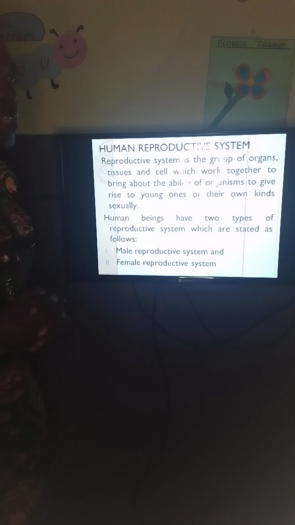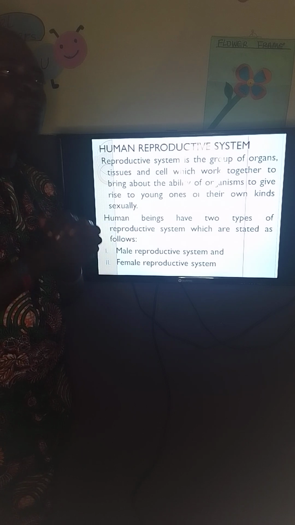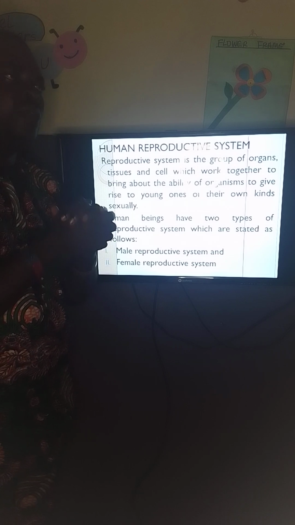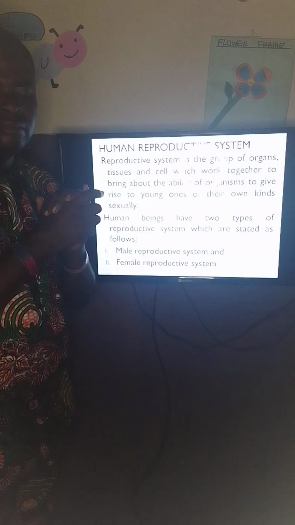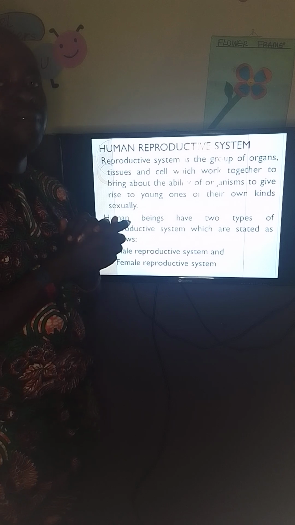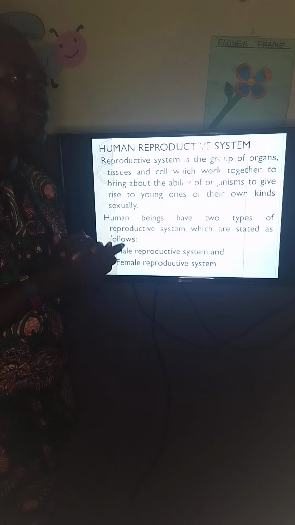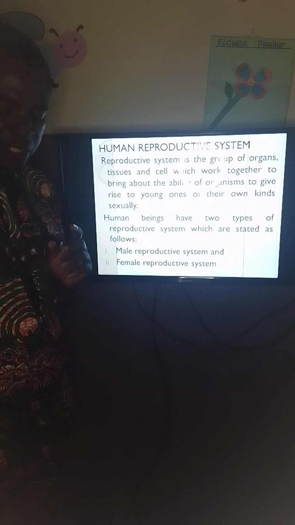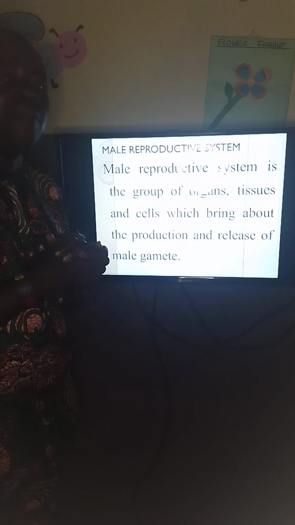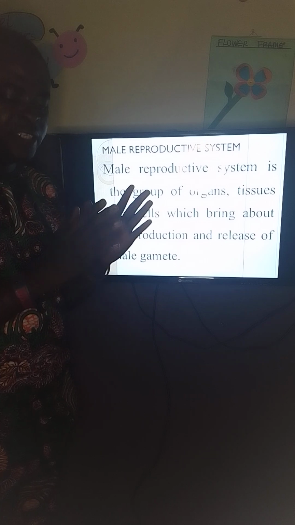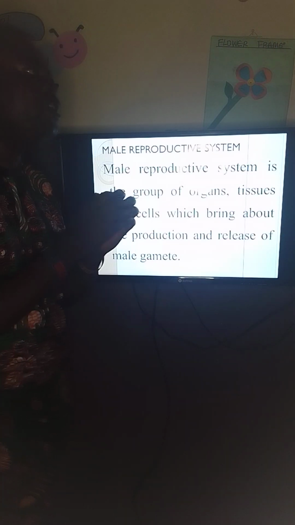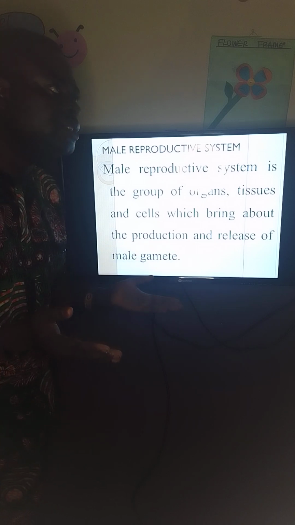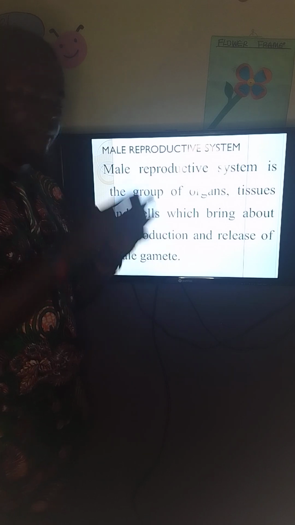Like you have been told, the reproductive system is a group of organs which bring about sexual reproduction. And there are two types of reproductive system in human beings. We have the male reproductive system and we have the female reproductive system. Now, the male reproductive system is a group of organs, tissues and cells which bring about the production and release of male gametes, which we call semen containing sperms.